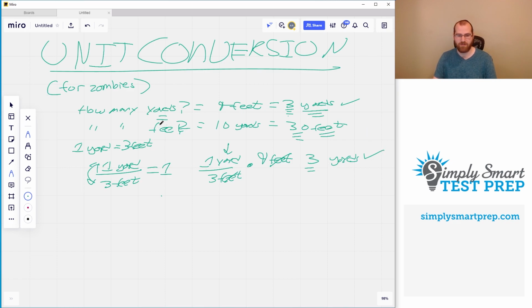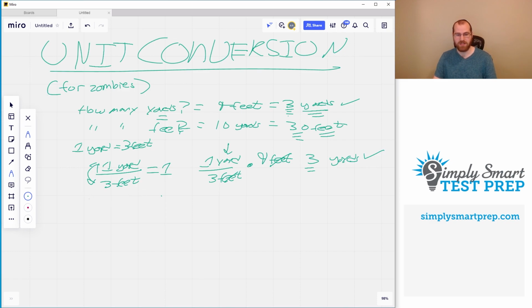Likewise, you could do the same thing for the second problem, except you want to do 3 feet over 1 yard, because if you do it the other way, it's not going to cancel out. So you put feet over yards, and then this way the yards will cancel out, and you're going to be left with the unit of feet, and all is wonderful.